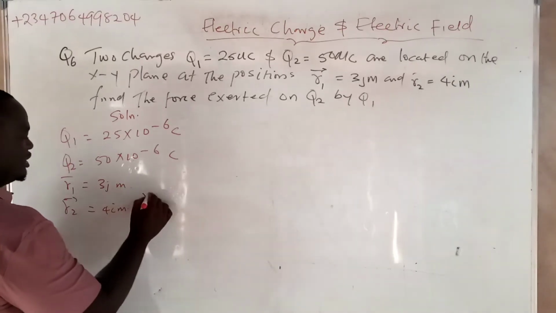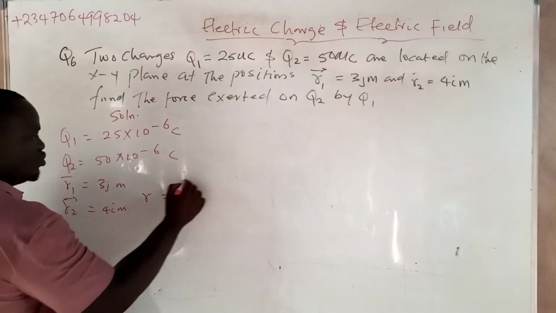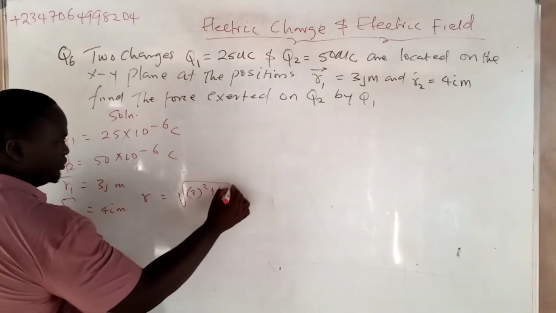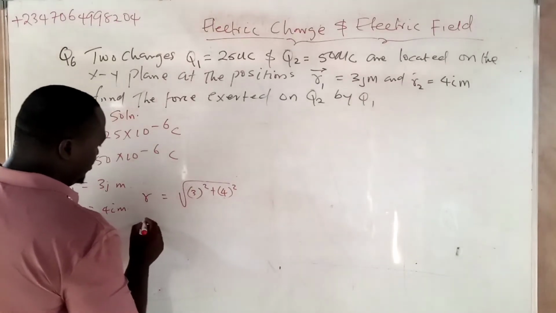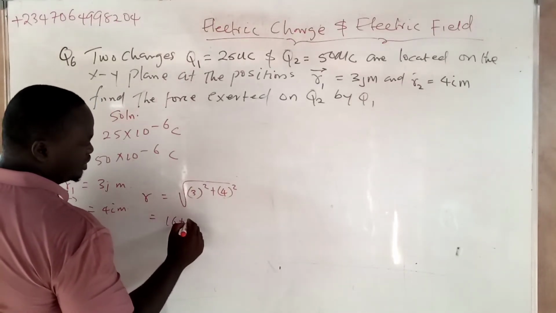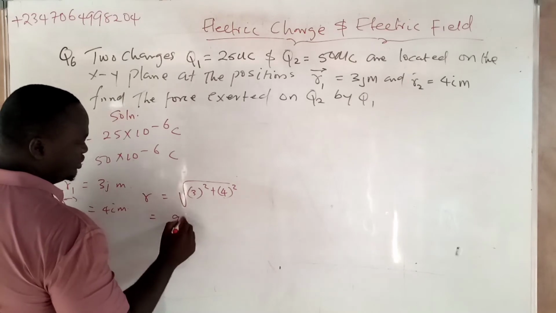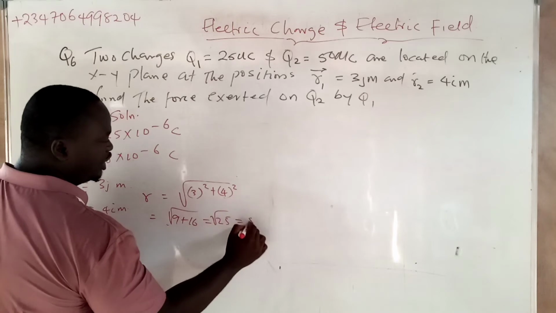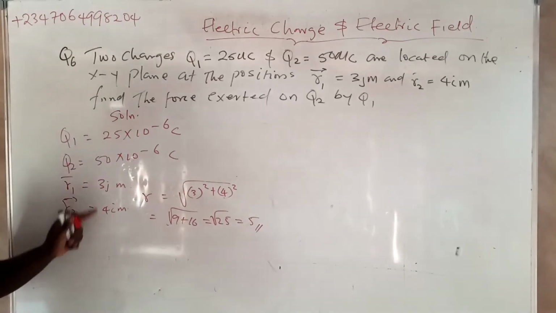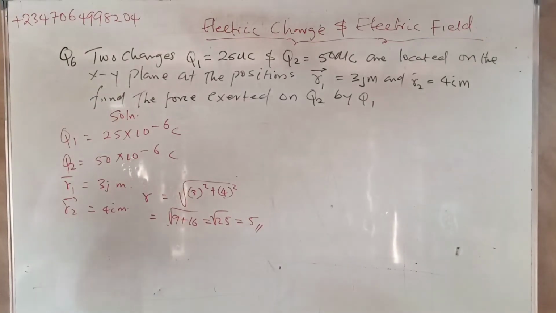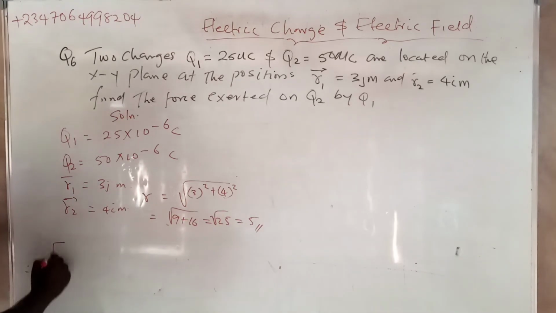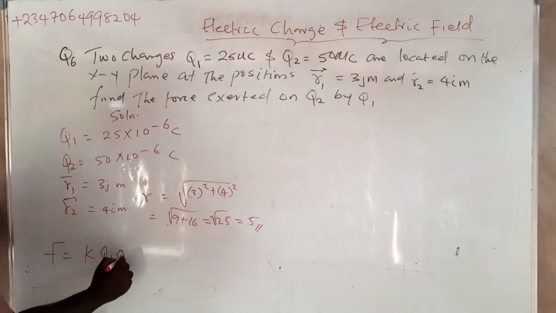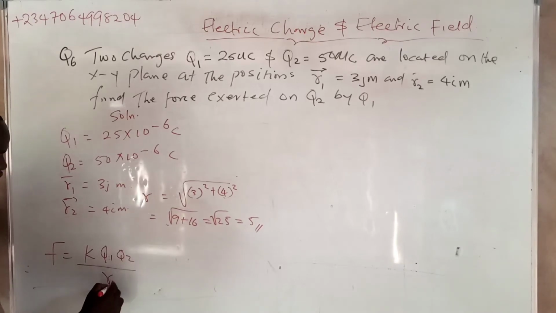So the resultant here is the square root of 3 squared plus 4 squared, and that will give you 9 plus 16, which will give you 25, which will give you 5. Now you have gotten the resultant of these two vectors. Now remember that electrostatic force is F is equal to K Q1 Q2 all over R squared.